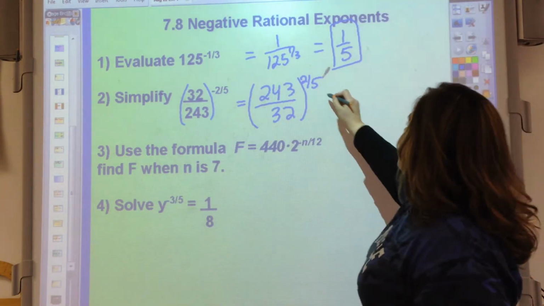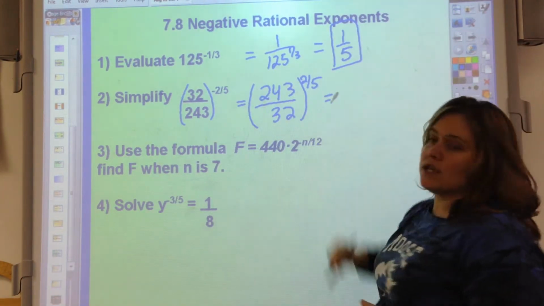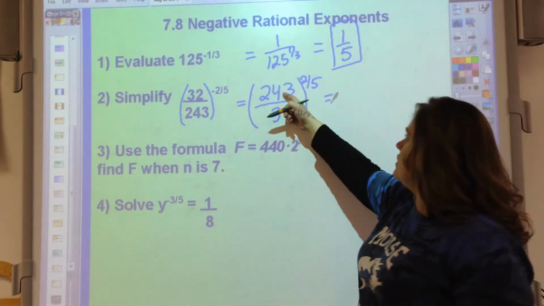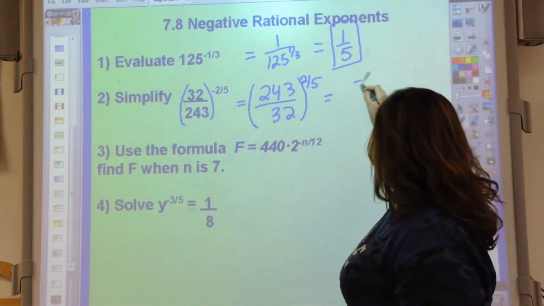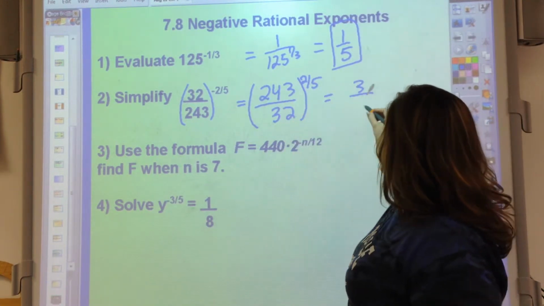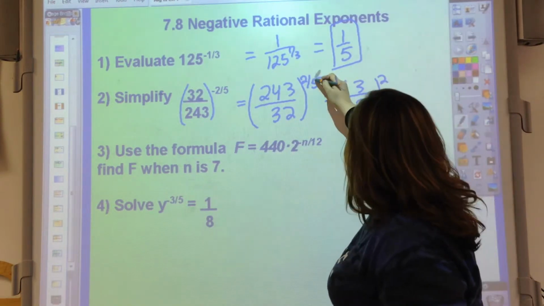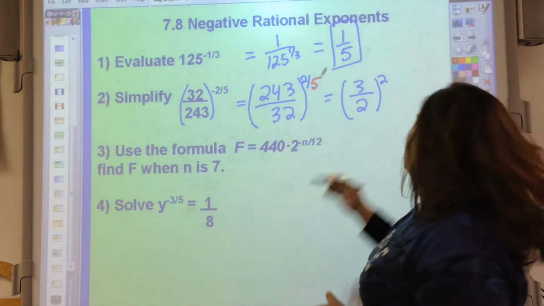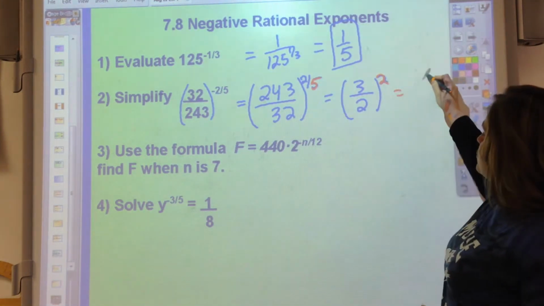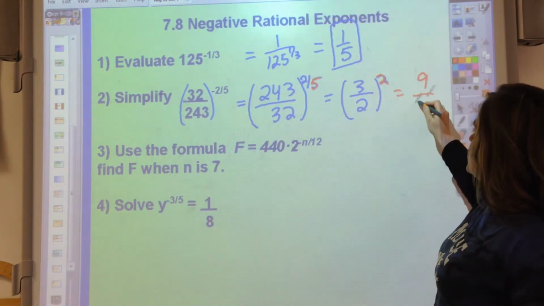Essentially, we just divided 1 by this fraction, and we've got to rewrite it as a reciprocal with a positive power. Now let's take the fifth root first. The fifth root of 243 is 3, and the fifth root of 32 is 2. Now I'm going to raise it to the power of 2, and 3 squared is 9, and 2 squared is 4.